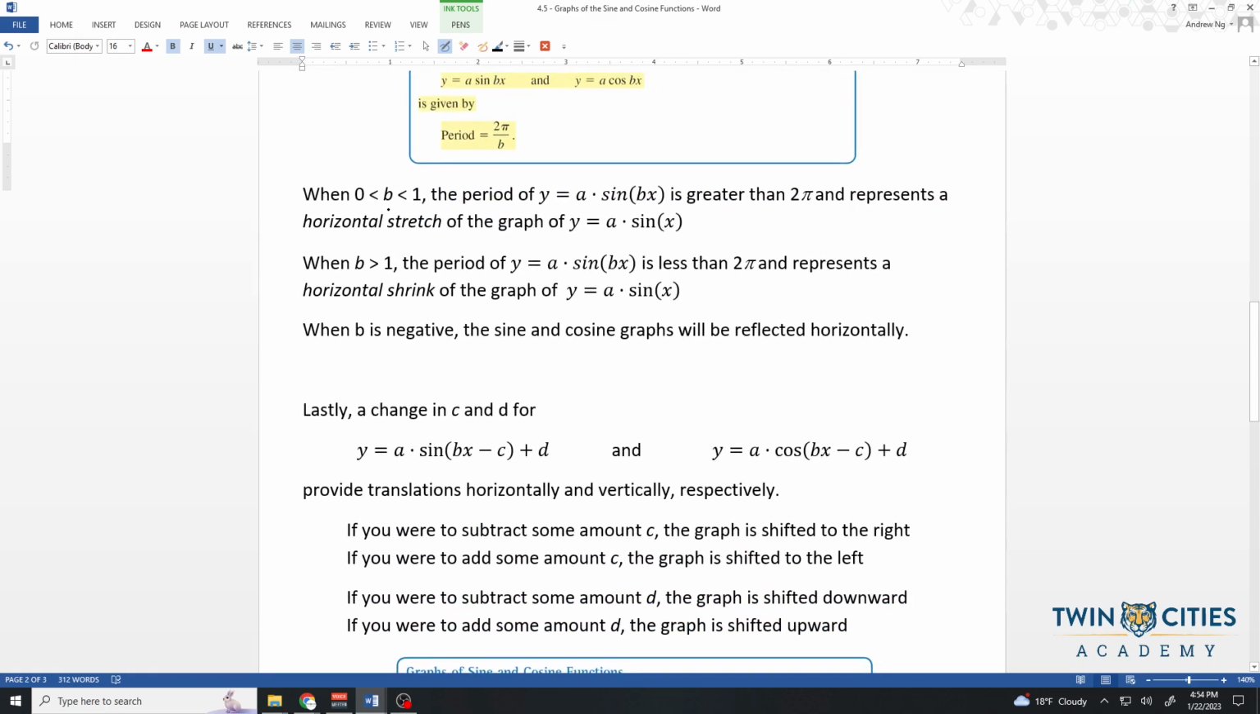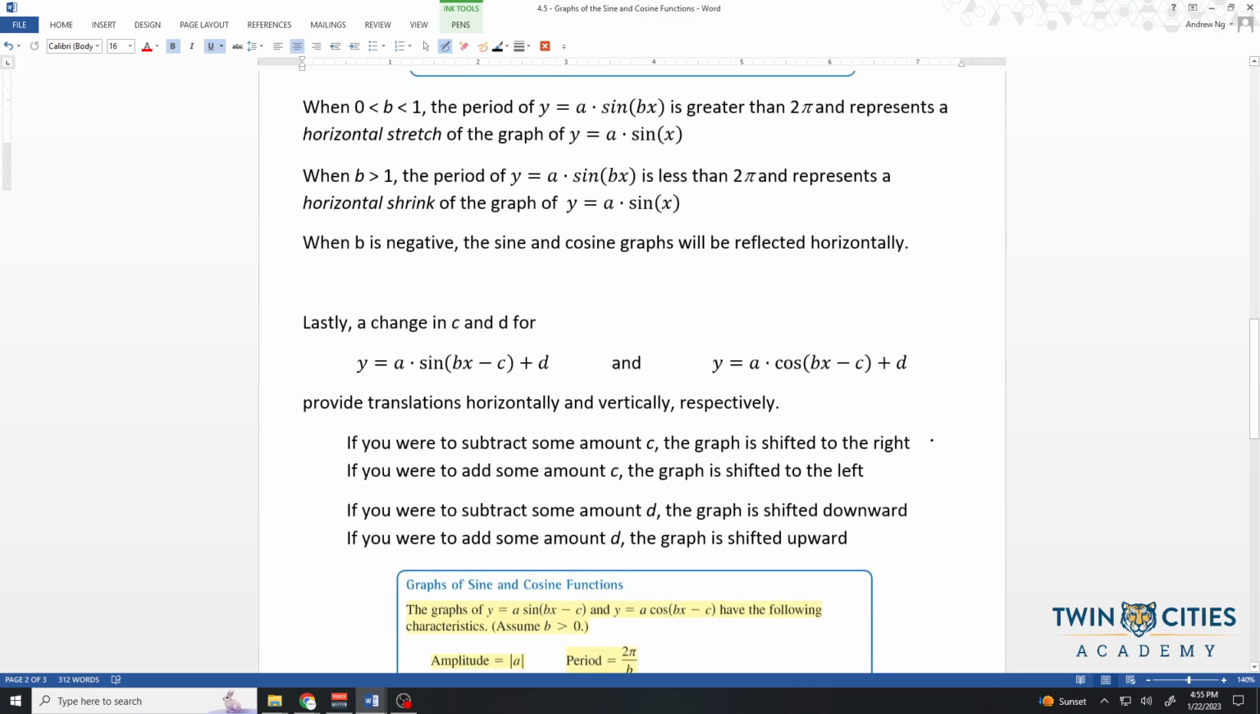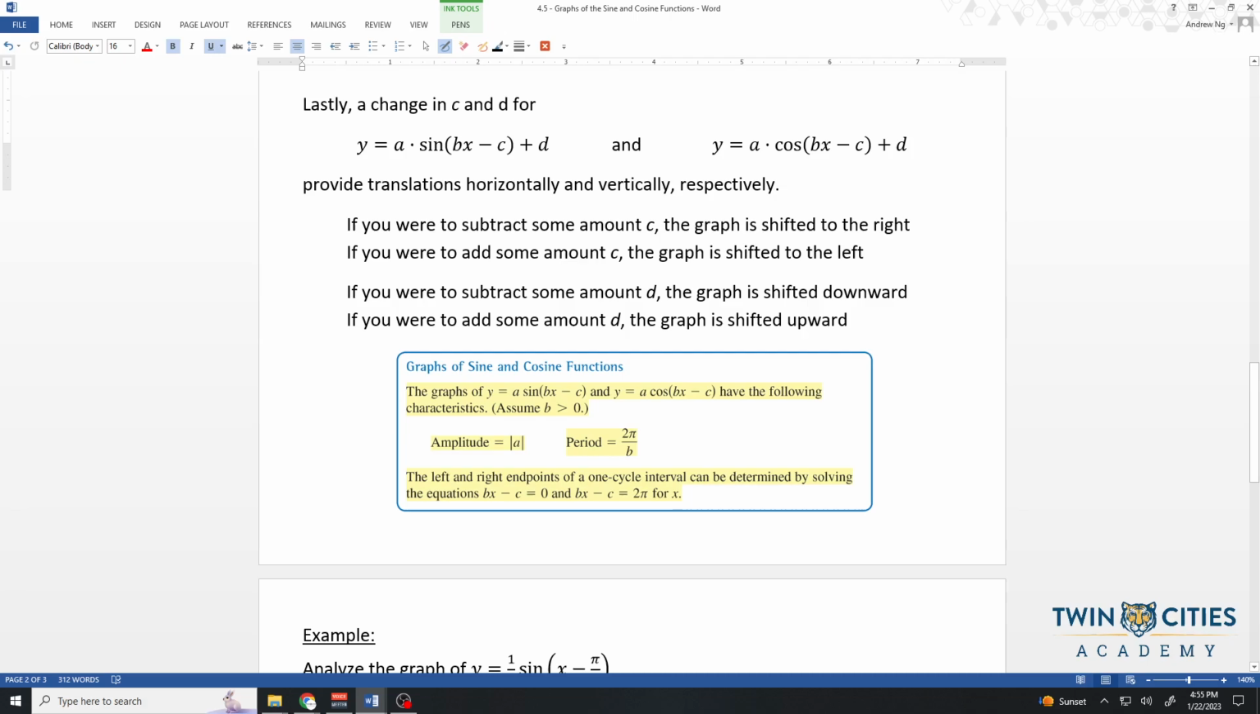Okay, so when 0 is less than b, less than 1, the period is greater than 2 pi, and it represents a horizontal stretch. When b is greater than 1, the period of y equals a times sine of bx is less than 2 pi and represents a horizontal shrink. And when b is negative, the graph is reflected horizontally. So I've got all of this information in this box right here.